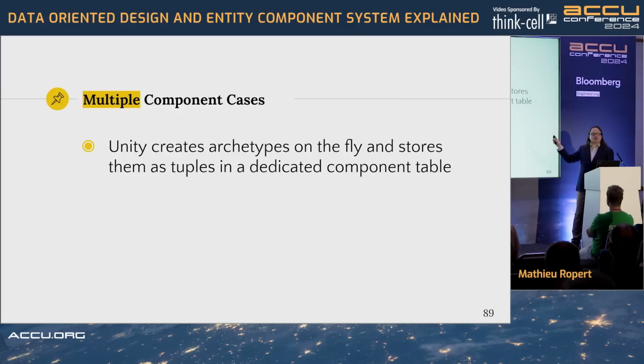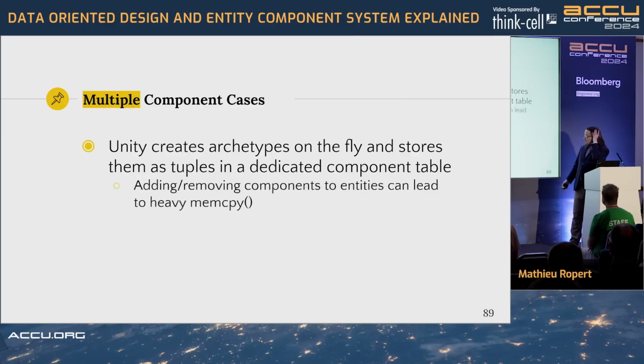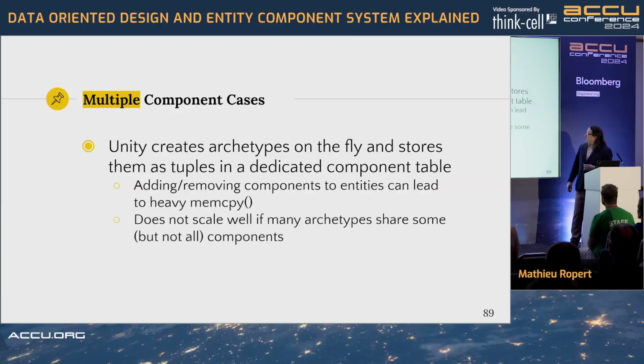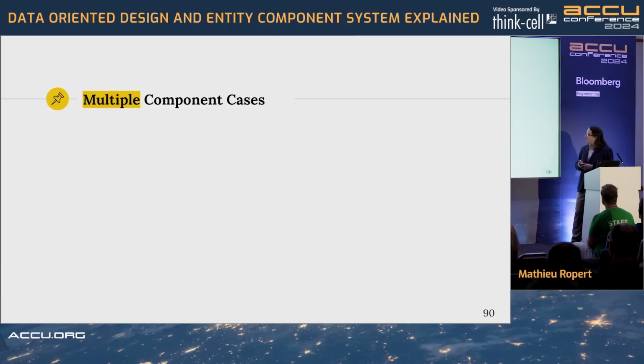Oh, which is a thing I have not mentioned with this at all. We always assume that your things are trivially movable, or trivially copyable, because again, we're talking about arrays all the time. We're talking about moving things in between arrays. It should be able to be done by a mem copy. If I have to run a move constructor, it's going to be less efficient. So again, that's what they say. Adding or removing components in entities can lead to a heavy mem copy. And it doesn't scale super well if you start having lots of archetypes. Let's say you have 5 components and then you create 10 archetypes that all have 3 of those. It starts getting weird the way it works.